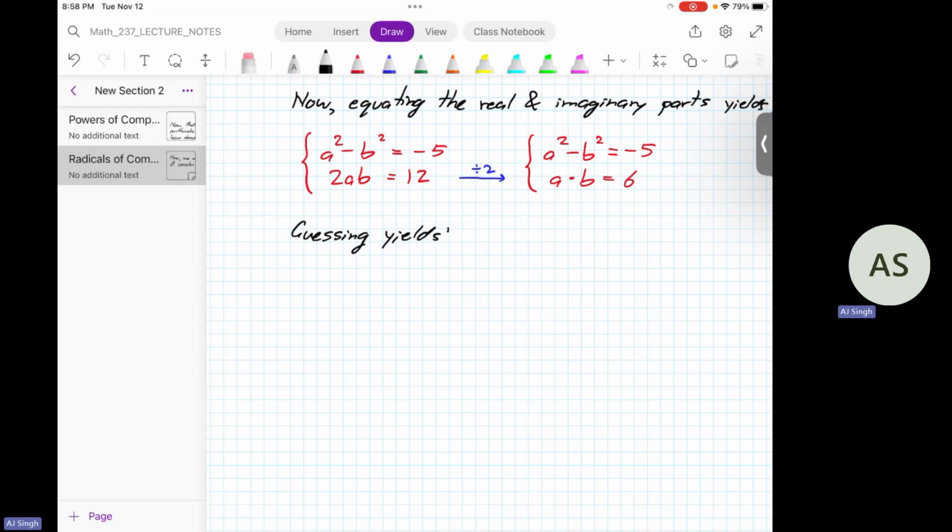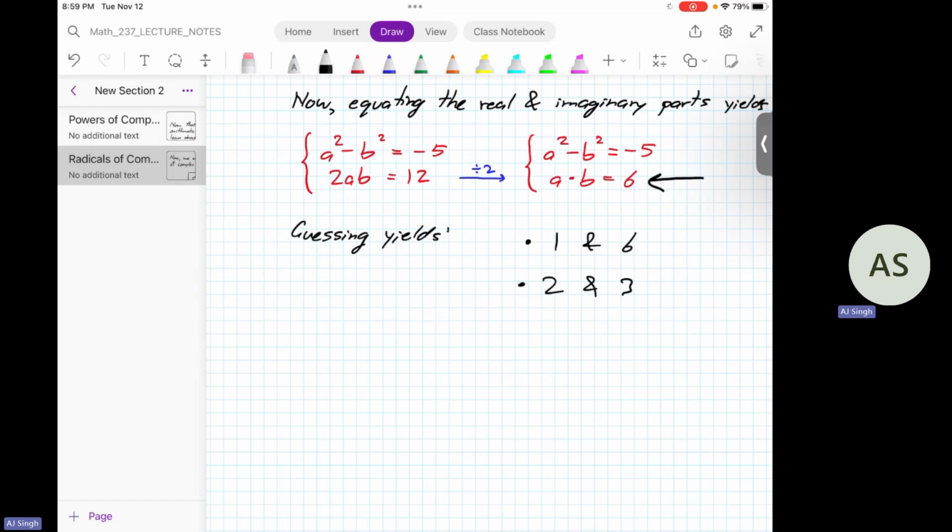Now, the question is, how do we guess? What you do is you always look at this second equation to start. Two numbers that multiply to 6. Well, 1 and 6, 2 and 3, and in reverse as well, like 6 and 1 and 3 and 2. But really, it's just these two options.